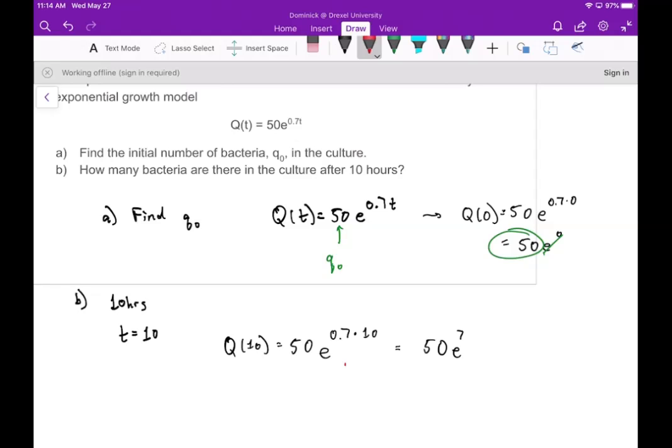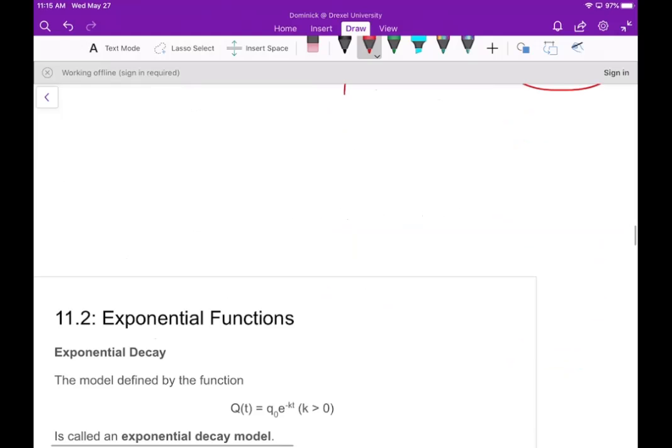Now, if you're going to use this form, and again, this is something that you have to use your calculator for, make sure that you put this entire exponent in parentheses, all right? But if we use our calculator, we'll find that 50 times e to the 0.7 times 10, or 50 times e to the 7th, is going to be approximately equal to 54,831.66. Right, so this is a fast-growing culture of bacteria, because after 10 hours, we went from 50 to 54,000, almost 55,000 actually.